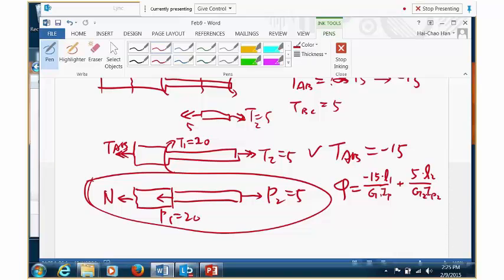There's no negative or positive thing here. This is just a load. I'm saying the load going right, 5. The load going left, 15 or 20. So this is just a load. I'm telling you this direction. So I say this direction 5, this direction 20. Right? So here is no positive or negative issue there.